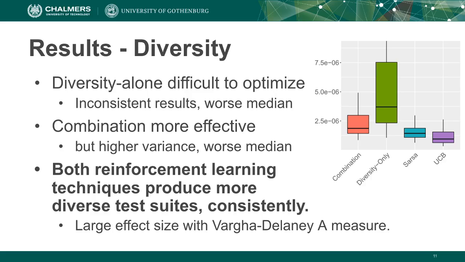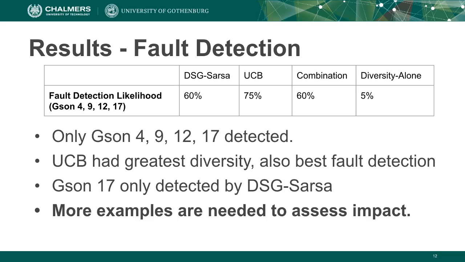Using the Vargha-Delaney A measure, we can confirm that both reinforcement learning approaches outperform the static baselines with a large effect size, and that UCB outperforms SARSA with a small effect size. Both EvoSuiteFIT techniques, both adaptive fitness function approaches, particularly UCB, increase test suite diversity over the static fitness function choices with significance.